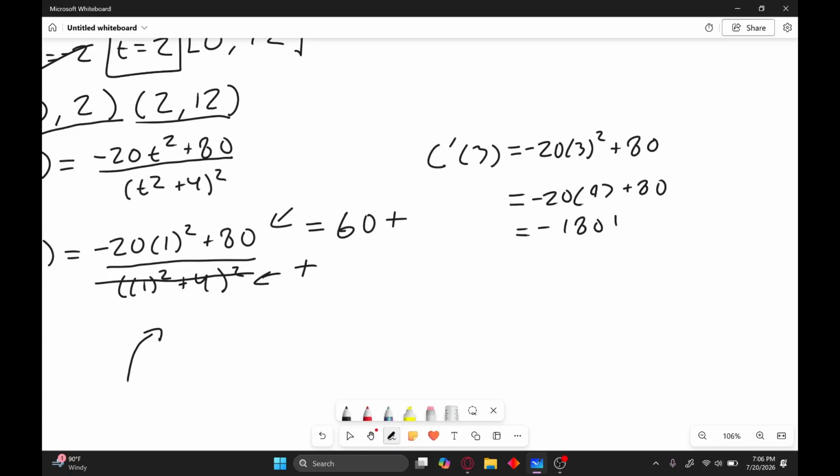Negative 180 plus 80 equals negative 100. Now this is negative, meaning from 2 to 12, the graph decreases now. So that means at t equals 2, we have our maximum.